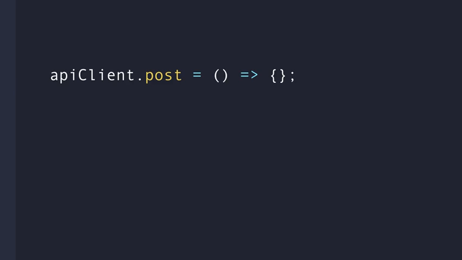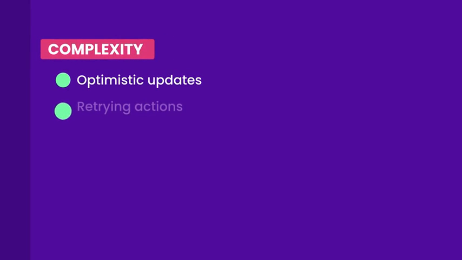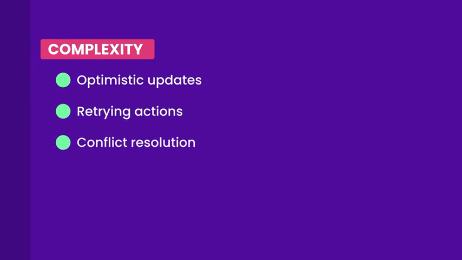If you have a simple app, this may totally work for you. But if you have a complex app and you want to support various actions offline, this can get pretty tricky. You have to handle optimistic updates, retrying actions, conflict resolution, and so on. It's just not worth it. I don't recommend you to implement this by hand from scratch, unless you have a really simple app.